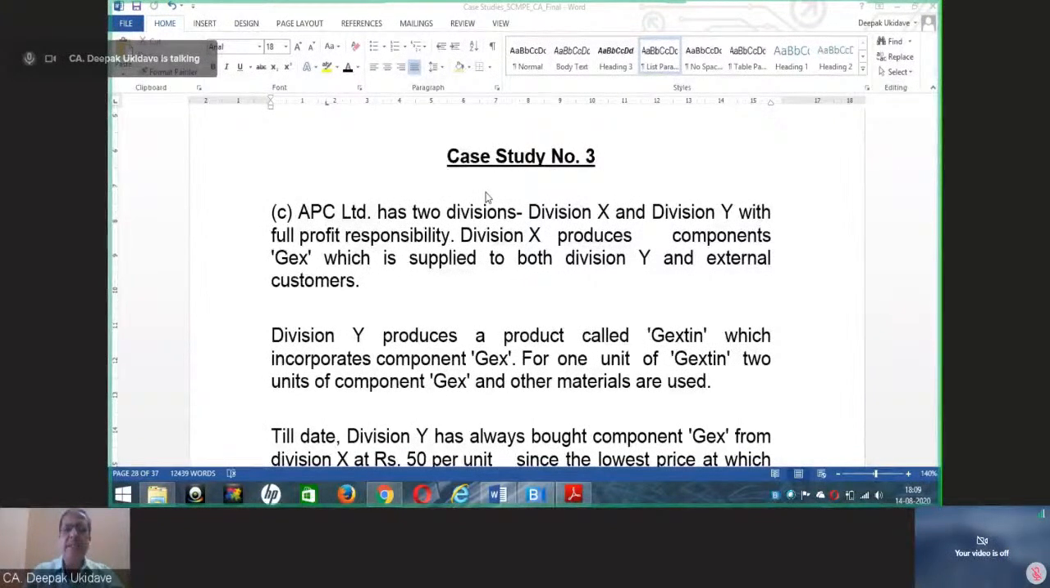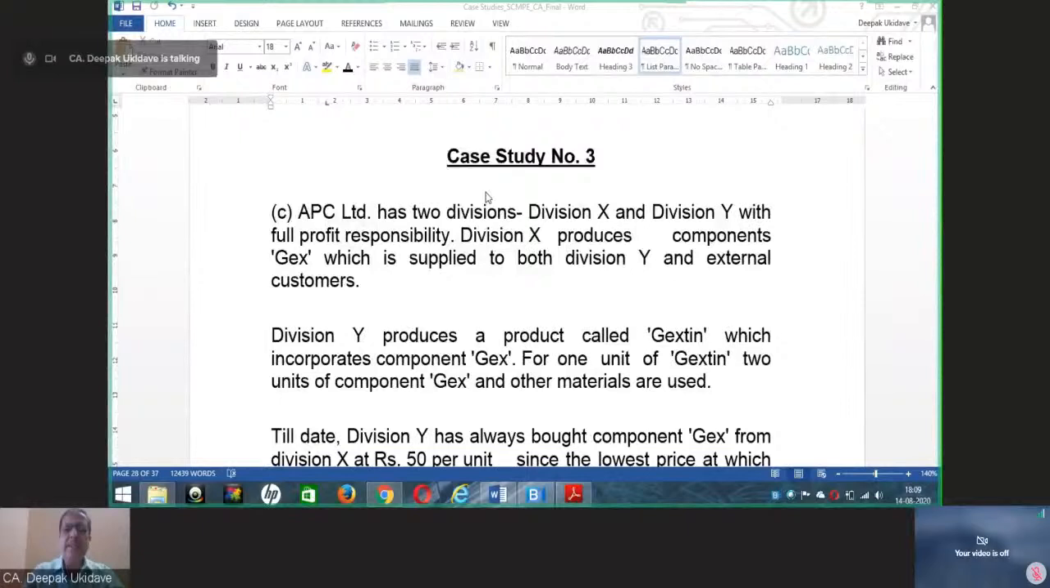If you now look at this, division Y will have a selling price of 180, and 180 rupees selling price minus the variable cost component checks will be 94. Again, please try to understand why 94. 94 is 47 multiplied by 2.